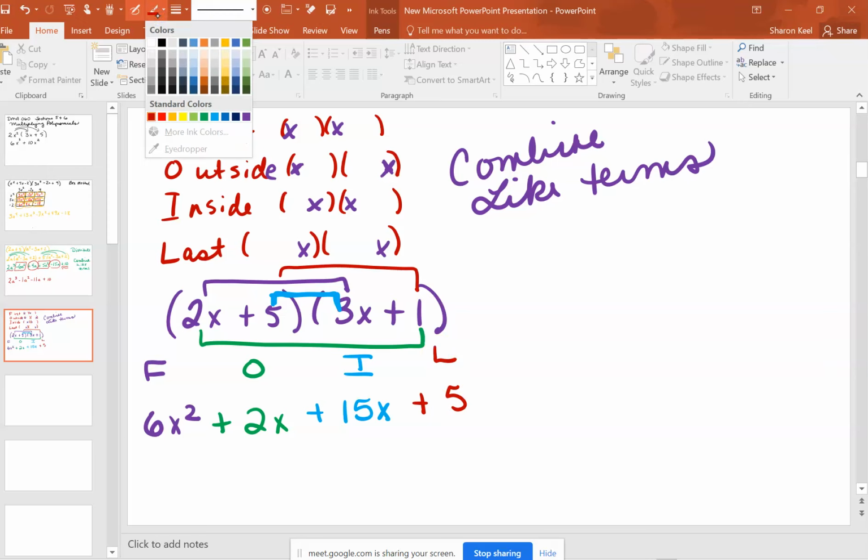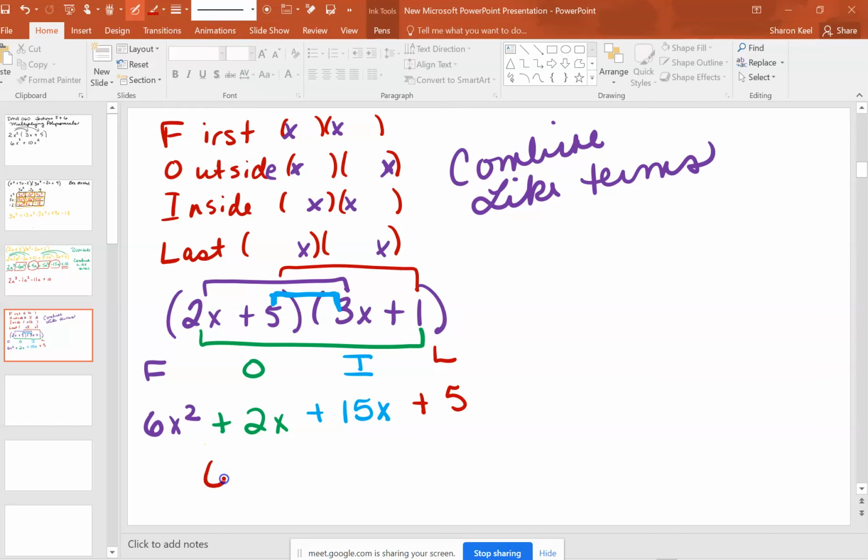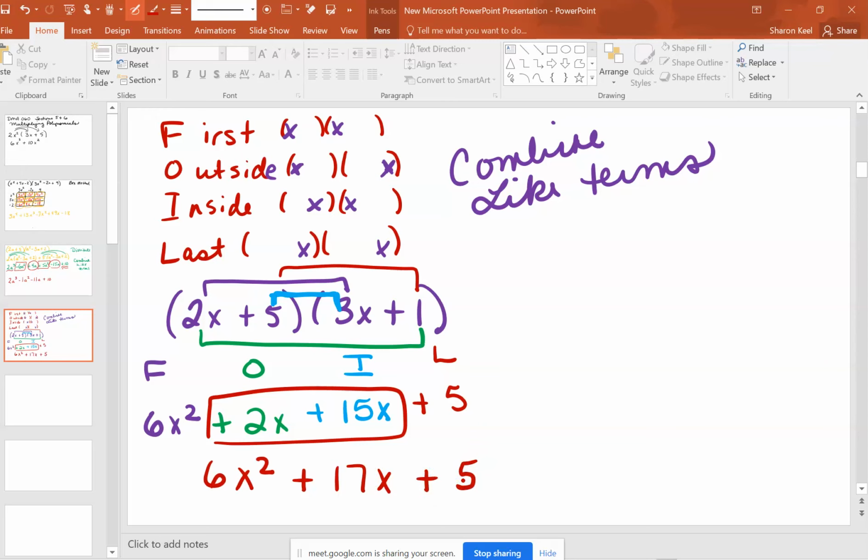At this point, as I said, the next thing is to combine like terms. So it starts with 6x squared. The two in the middle get combined. That's going to give me a plus 17x. And then last, I have just the 5, that's all alone. So that's how we go about doing the FOIL method, which is a review of what we had done the other day.